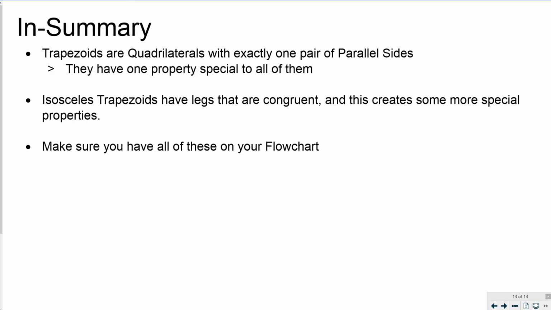Okay guys, in summary, trapezoids are quadrilaterals that have exactly one pair of parallel sides, and they have one property that is special to all trapezoids. And then isosceles trapezoids have legs that are congruent, and this creates some more special properties, namely that the base angles are congruent, and that the diagonals are also congruent. So please make sure that you get those properties down in your flowchart.